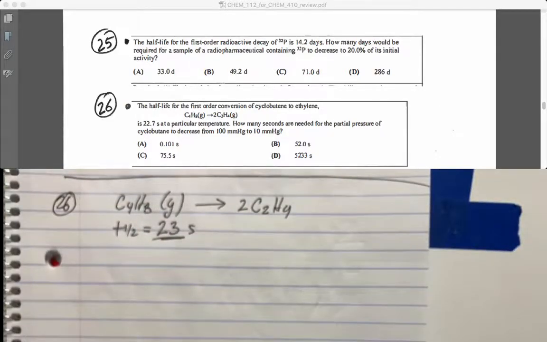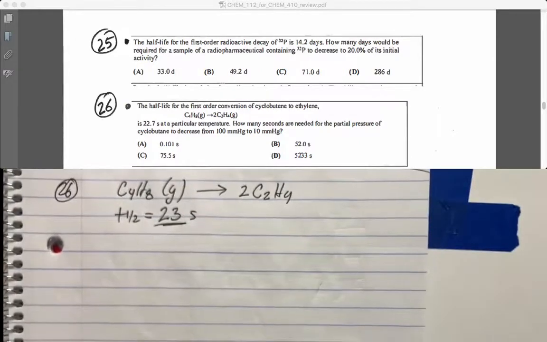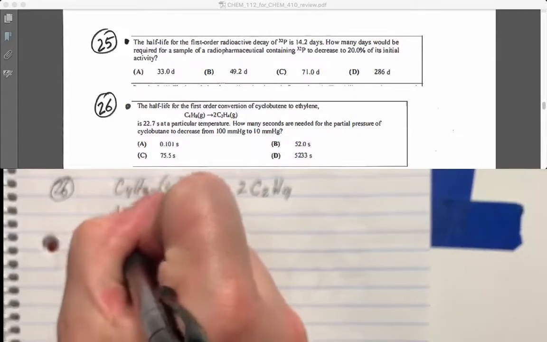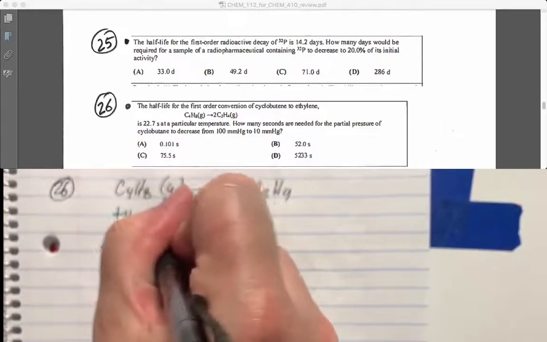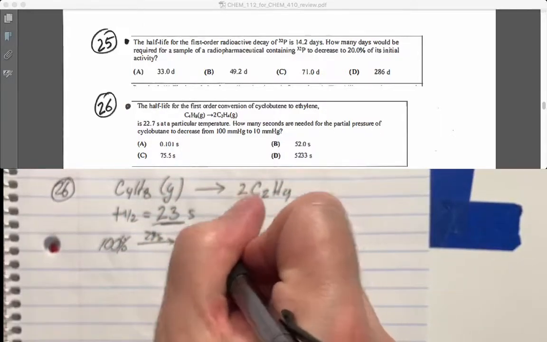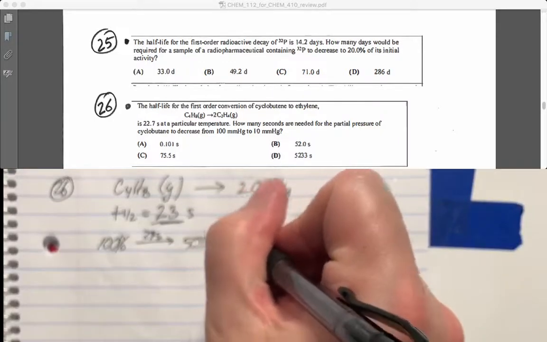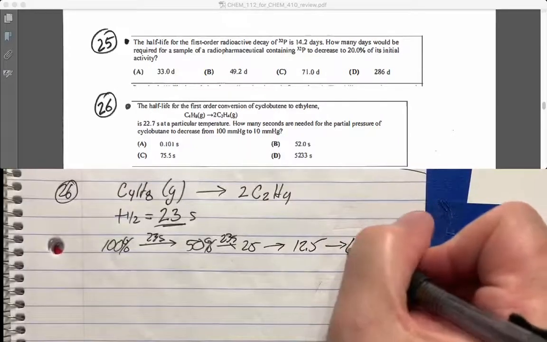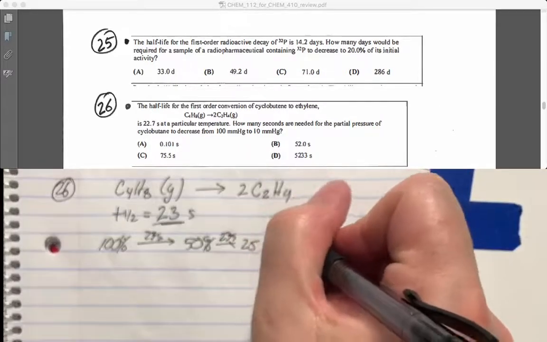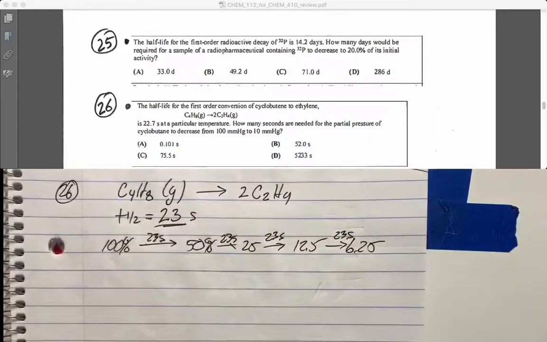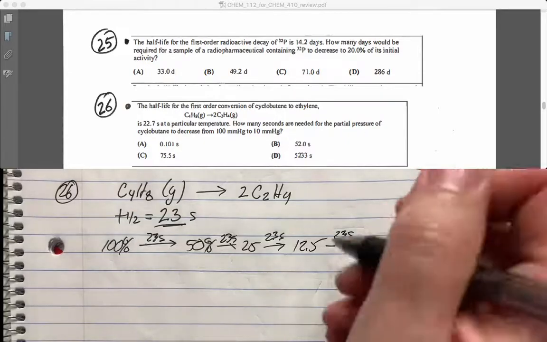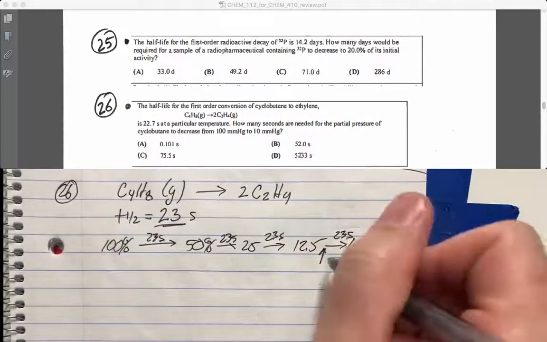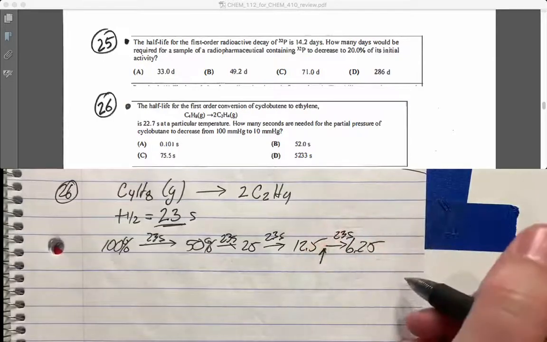I'm going to just go ahead and call that 23 seconds, because we're going to estimate just like we did with the previous problem. And 100%, and then in 23 seconds that would be at 50%, and then another 23 seconds that would be at 25, and 12.5, and 6.25, 23, 23. Okay, and it asks us how long does it take to get down to 10%.